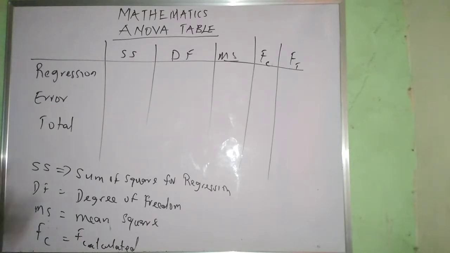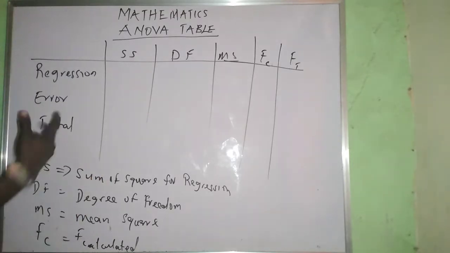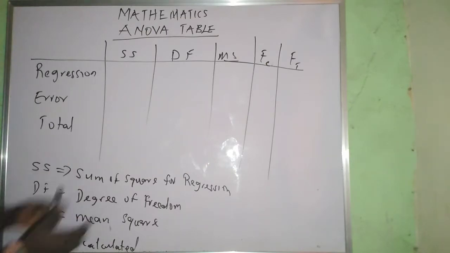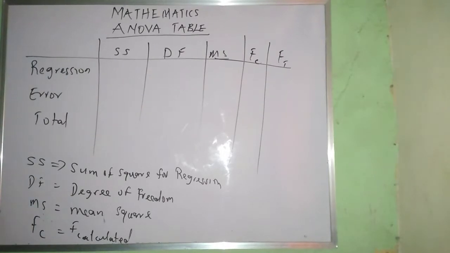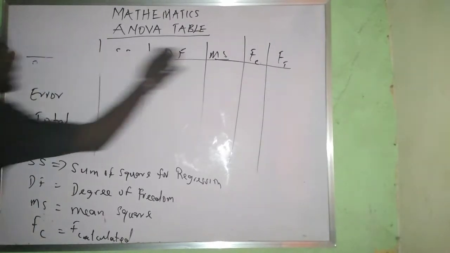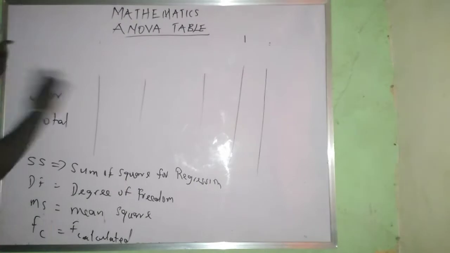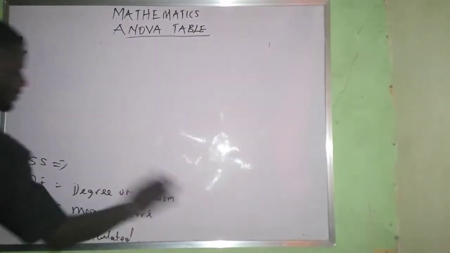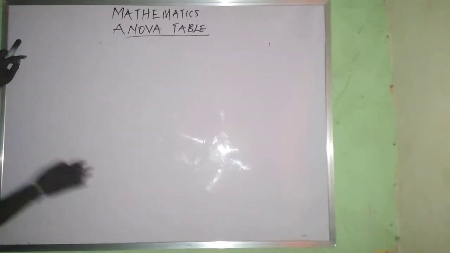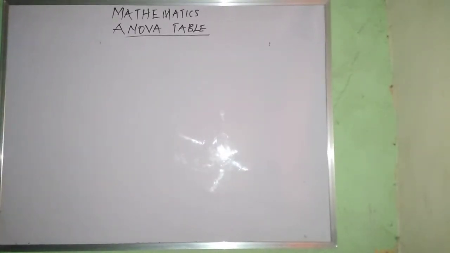By setting up this table, I've achieved my ANOVA table. Once I have this, let me have a problem here that will help us in setting up our ANOVA table.